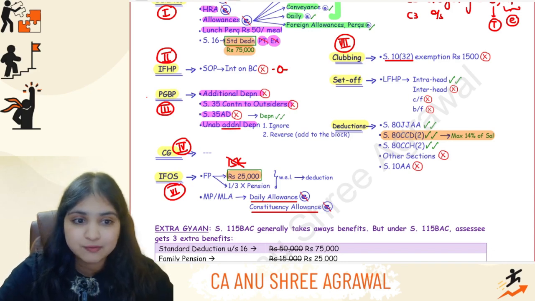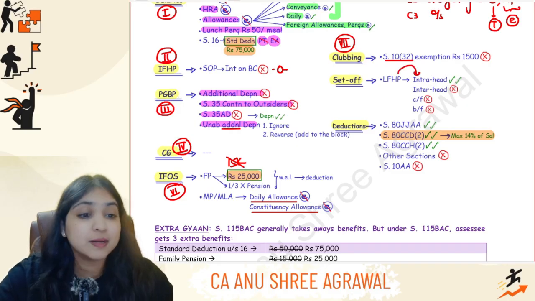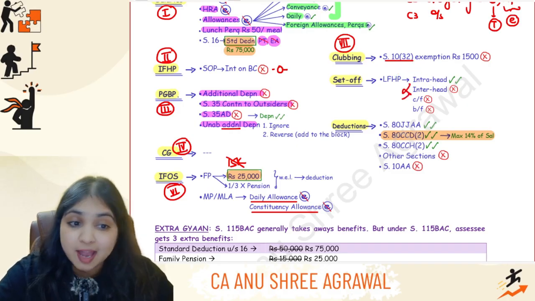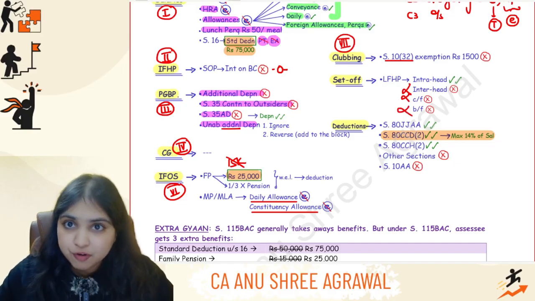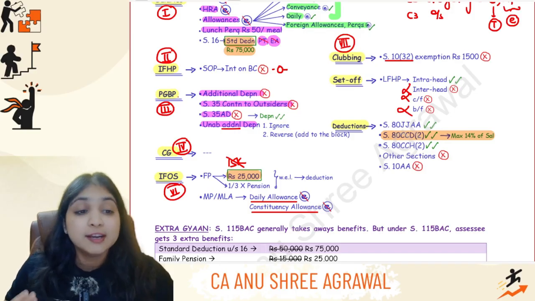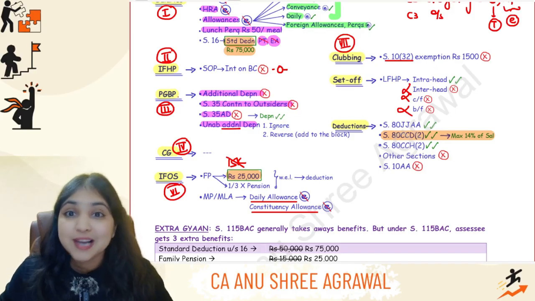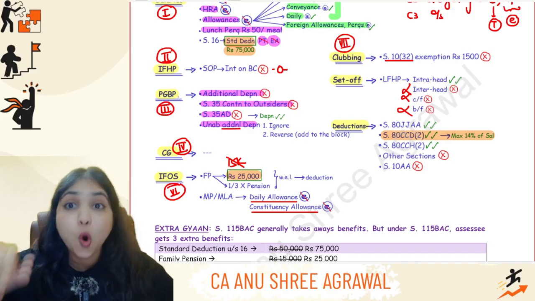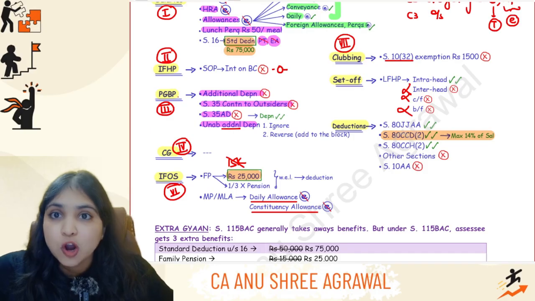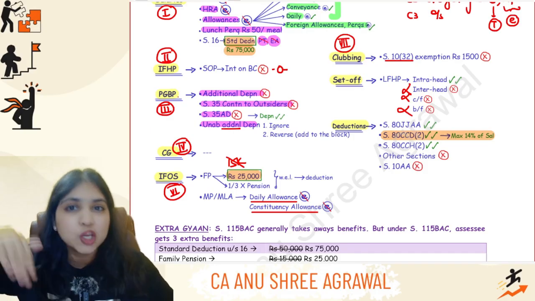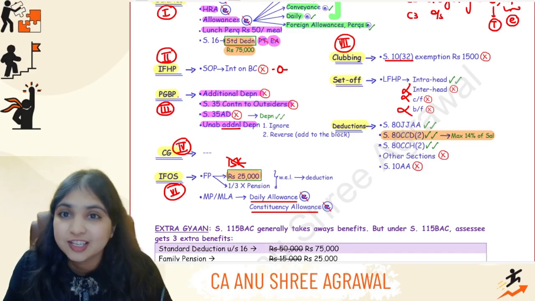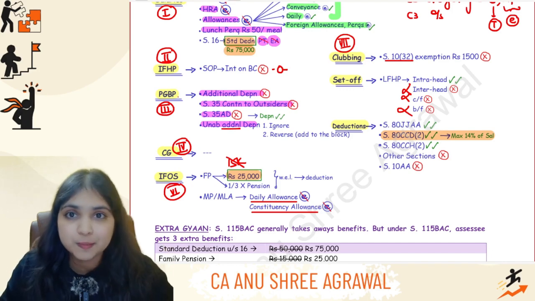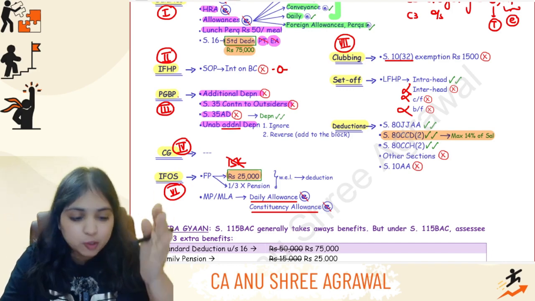Then under the set off and carry forward chapter, loss from house property, you can do only intra-head adjustment, no inter-head. You can't carry forward to the next year. You can't bring forward from the last year. You can only do intra-head adjustment of current year loss. If you're not able to do intra-head, that's all, it will lapse. You can't adjust it against other heads. You can't carry forward to the next year. Also, if you have brought forward loss from house property of earlier years, you can't bring it forward to the current year. You can't adjust it in the current year. So loss from house property, you can only do intra-head adjustment of current year loss.